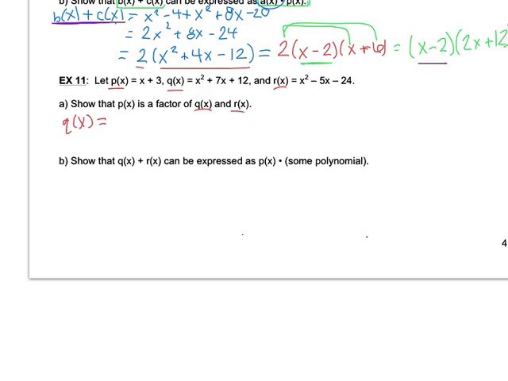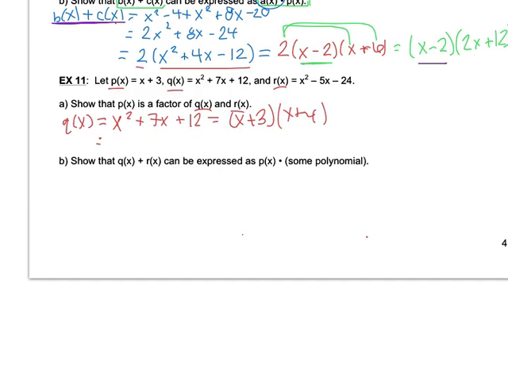Well, q of x equals x squared plus 7x plus 12. And we want to show that p of x is a factor of that. Well, p of x is x plus 3. So to prove that p of x, this, is a factor of this, all I have to show is that this times some other polynomial will get me q of x. Well, what is that polynomial? It's just factoring: what multiplies to 12 and adds to 7? That'd be x plus 3 and x plus 4. So that's it. We've shown p of x is a factor of q of x.